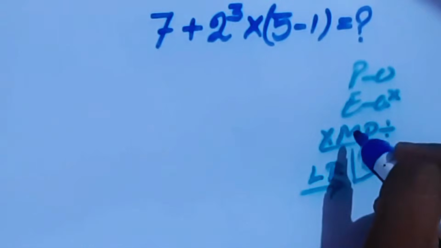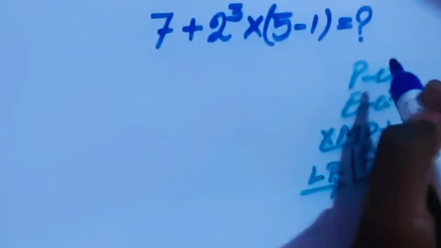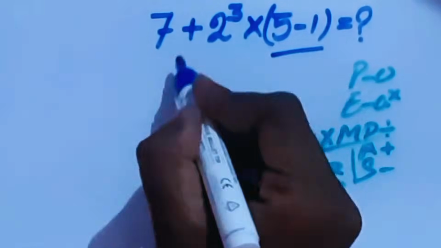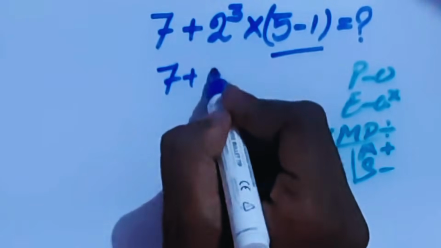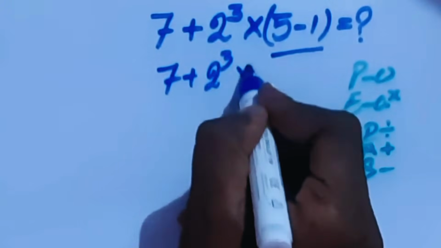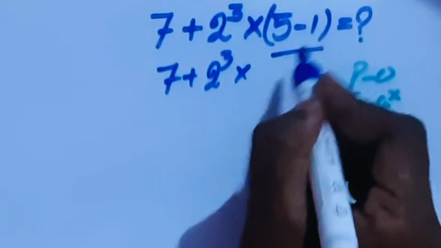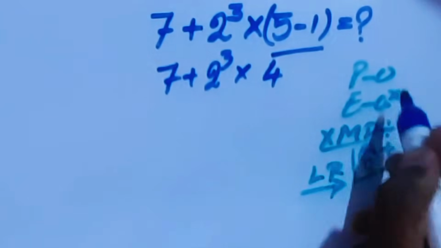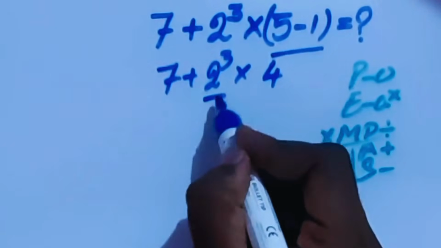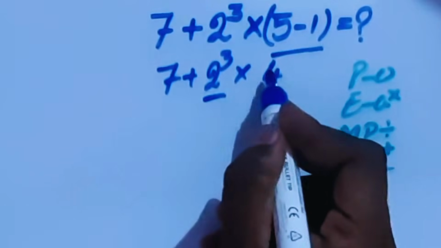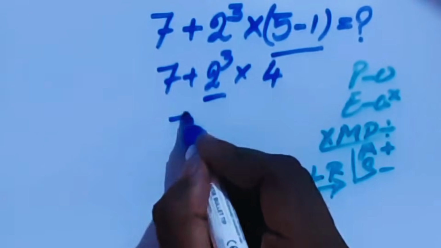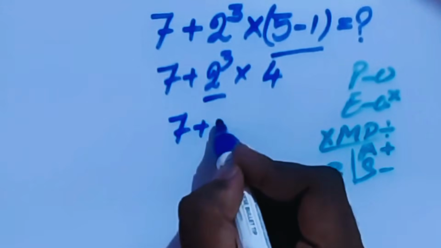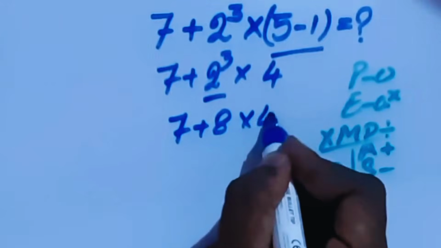Here, as per this order of operations, PEMDAS, the bracket is higher priority. So we have to do this bracket before this operation here. 7 plus 2 power 3 times, here the bracket is 5 minus 1, which is 4. The next priority is exponent. Here we have an exponent, so we have to do this exponent before this addition and multiplication. So 7 plus 2 power 3 is 8, times 4.